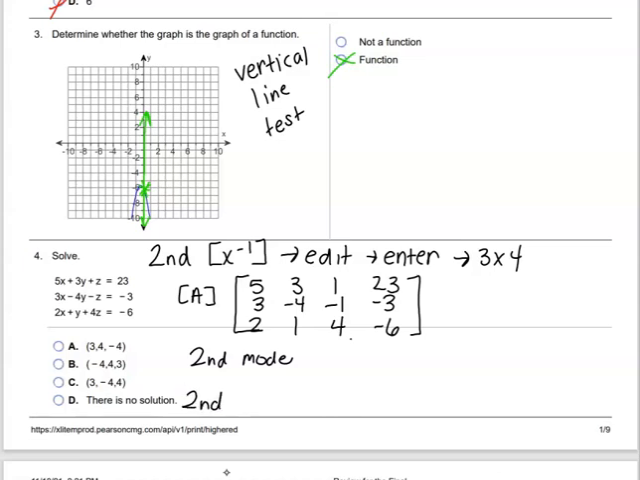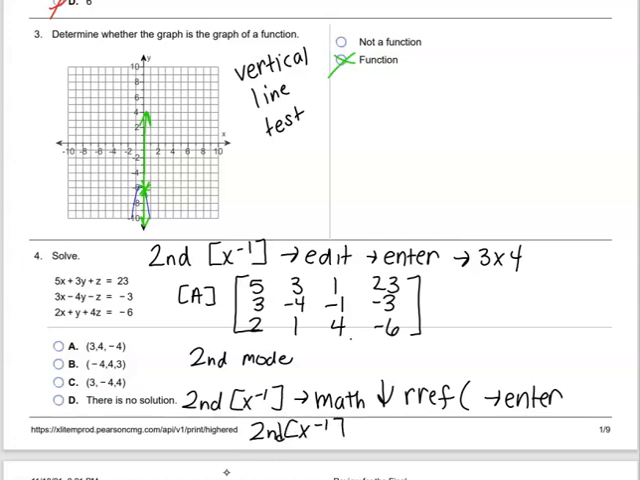So I'm going to do second, x negative 1, or x inverse. I'm going to go over to math this time. I'm going to go down to RREF, and then I'm going to hit enter. And this is going to come up on my screen. And now I need to go grab the matrix A to put in there. So I would do second x negative 1 again, and this time I just hit enter, and it's going to do RREF of matrix A, and I do like to close off my parentheses, but when you do that, you're going to get an answer.